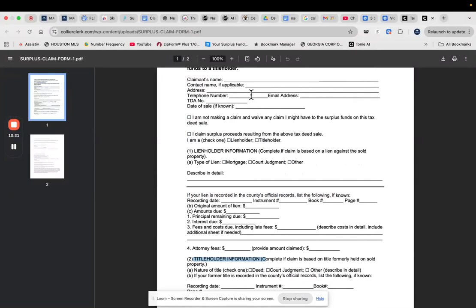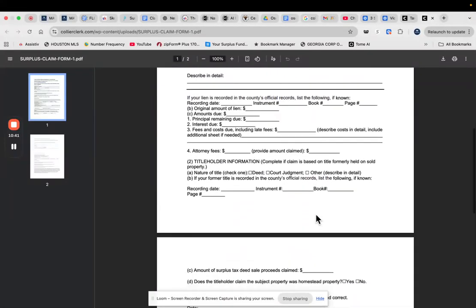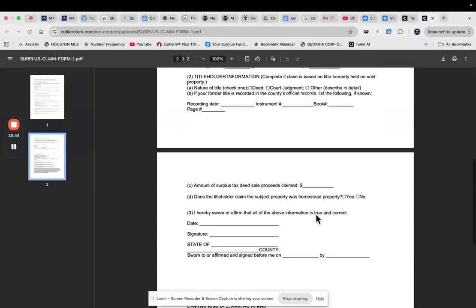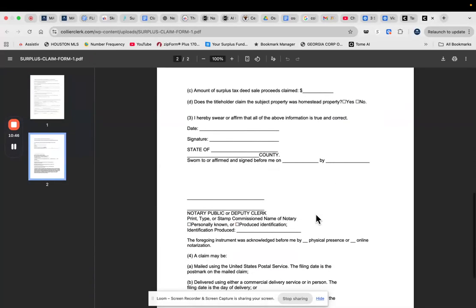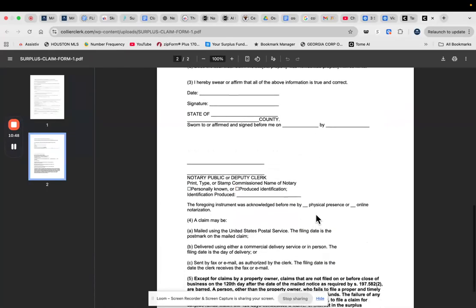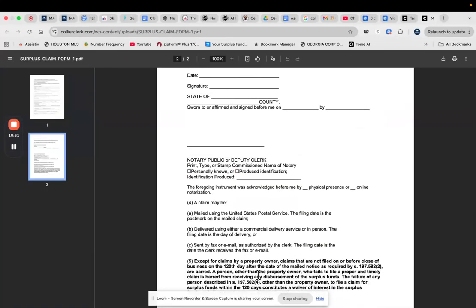Because this form is very vague, this kind of gives me some clue. It says contact name, if applicable. So I would have put my name on here, but I would call the county for clarity just to make sure that this is third party friendly before I do anything else, because you don't want to start calling people. And then this right here kind of lets me know. It says a person other than the property owner who fails to file a proper and timely claim is barred from receiving any disbursement, which leads me to number 3: you have to know the redemption period.